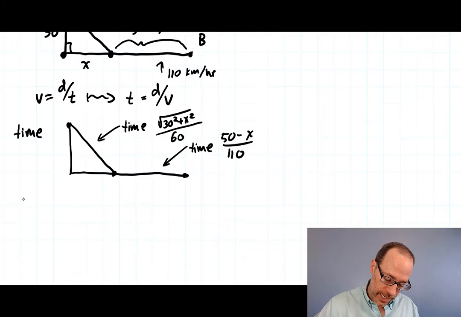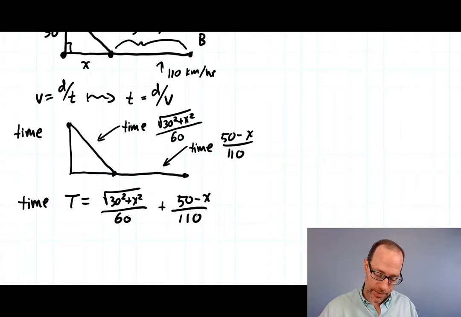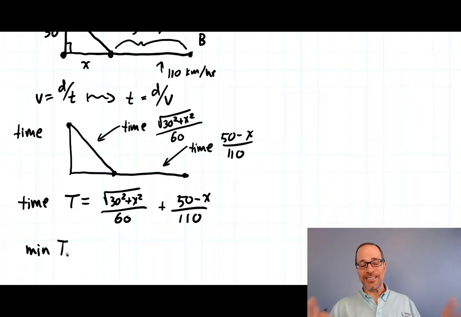So the time the trip takes, I'm going to call it the function t, will be the square root of 30 squared plus x squared all over 60 plus 50 minus x all over 110. And we want to maximize, that's a lie, we want to minimize t. So that's the mathematical content, minimize that function.